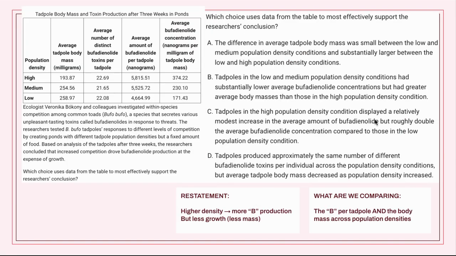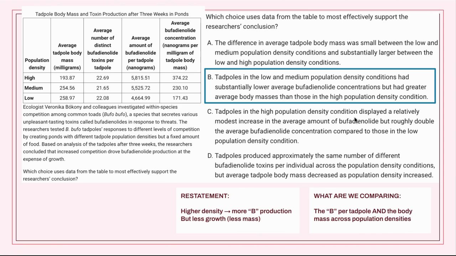Okay, so take a second to see which one does this, compares the body mass and how much they're producing for different population densities. Okay, so I think B does this the best. Tadpoles in the low and medium population density conditions had substantially lower average concentrations, but had greater average body masses than those in the high population density condition.